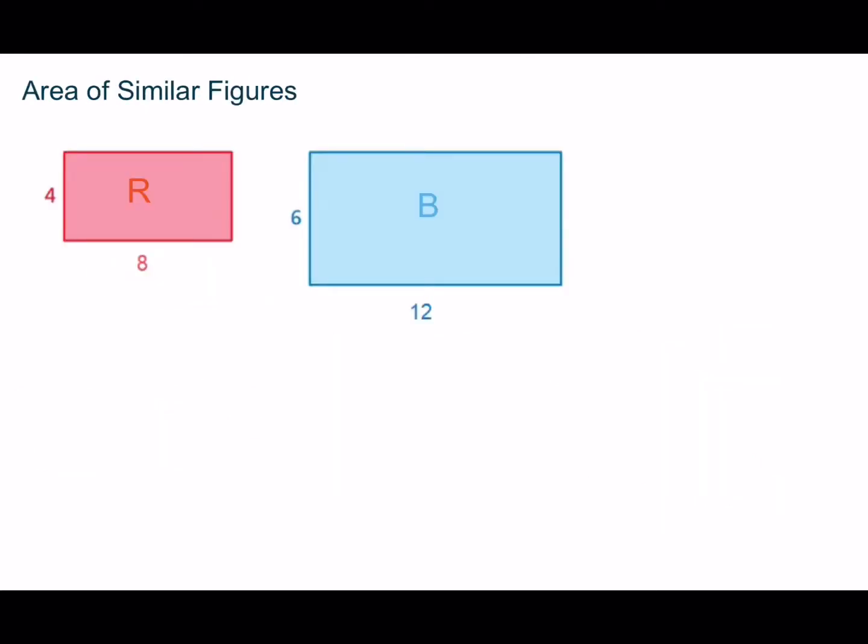Now let's look at the relationship between areas of similar figures. We have two rectangles here, one red, one blue. Let's just start by verifying that they are similar to each other by checking their corresponding side lengths. So let's set up the ratios, R red to B blue.